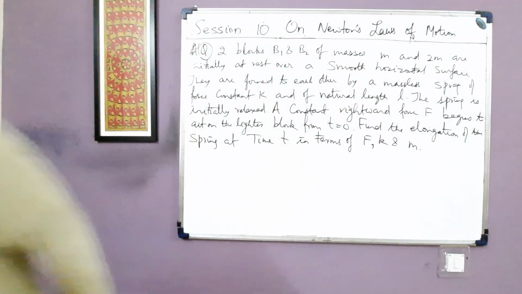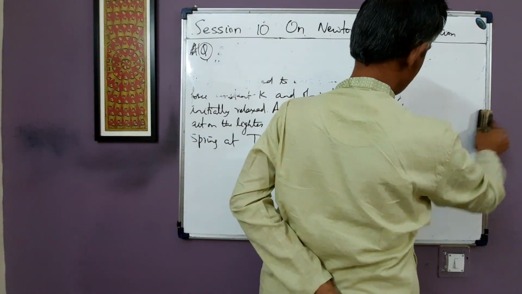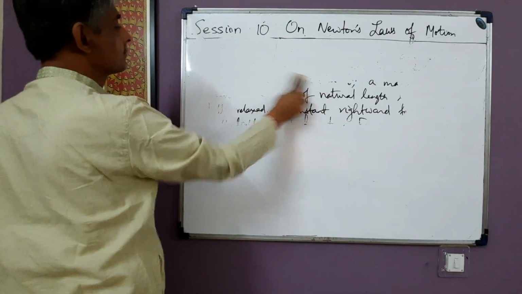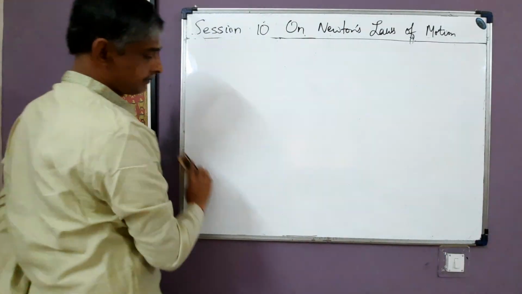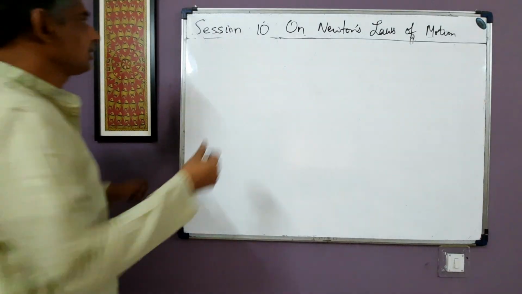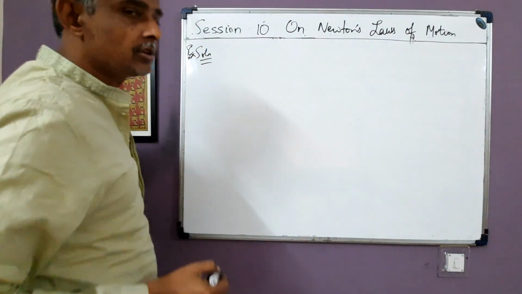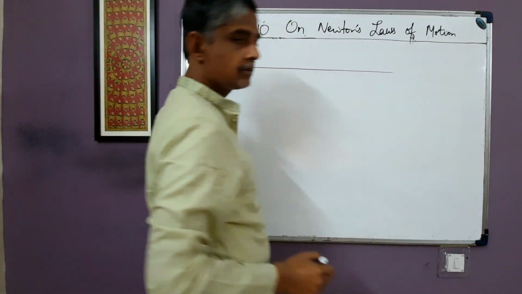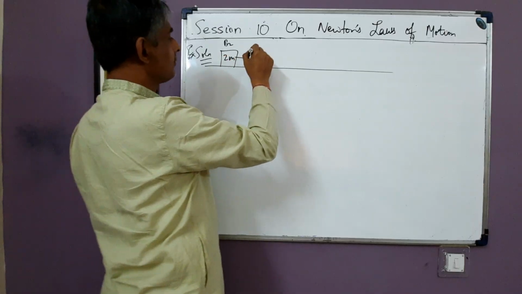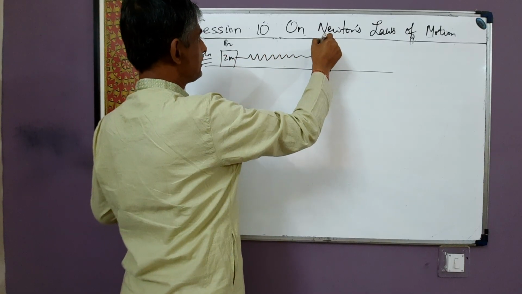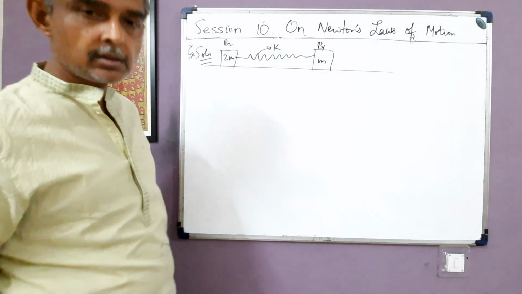Fine. What I do, I write this one. So see, this is the solution. First, I draw the initial diagram. This is a smooth horizontal surface on which the two blocks are free to move. This is the heavier block B2 of mass 2m. This is a spring. This is the lighter block B1 of mass m. This spring has a force constant K, and initially it is given to be relaxed.